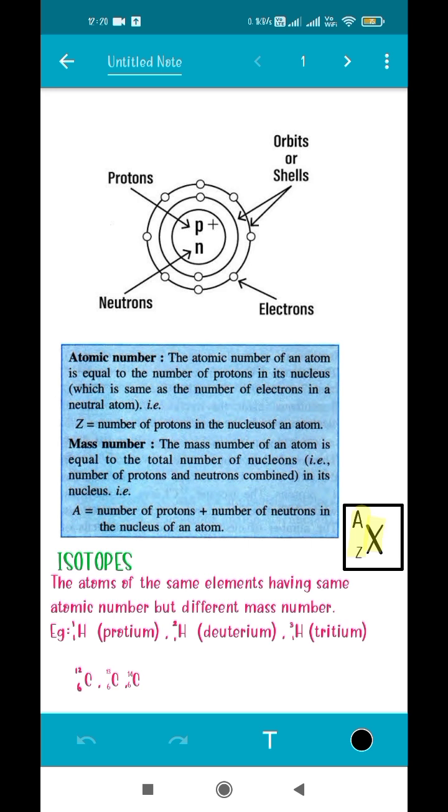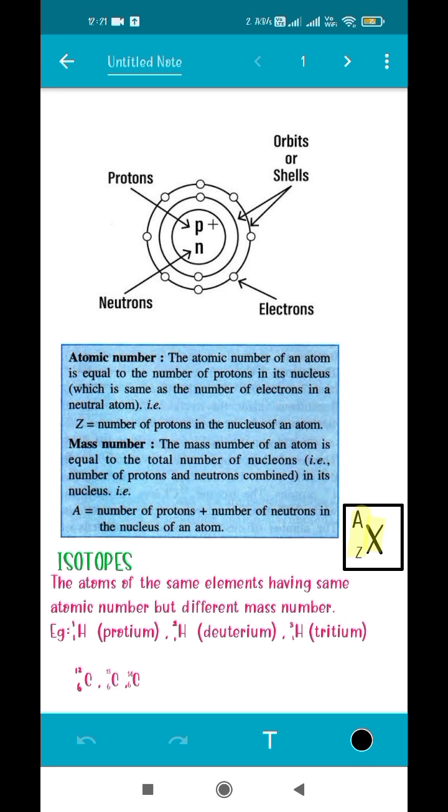Now what are isotopes? You have studied about this in chemistry. Let's just revise it once again. Isotopes are atoms of the same element having the same atomic number, but the mass numbers are different. There are many elements which contain isotopes, for example hydrogen, carbon, chlorine. So in case of hydrogen, you can see protium, deuterium and tritium.